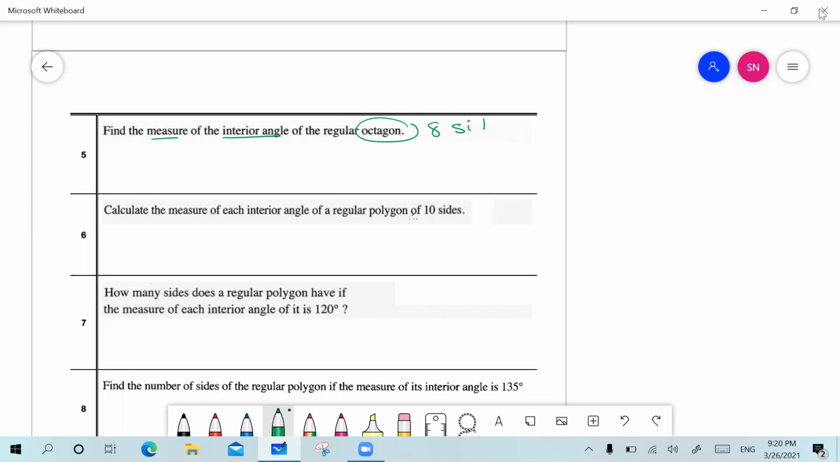When I find the measure of one interior angle, the rule is n minus 2 times 180 divided by n. n stands for the number of sides. So 8 minus 2 times 180 divided by 8, and this is equal to 135 degrees.